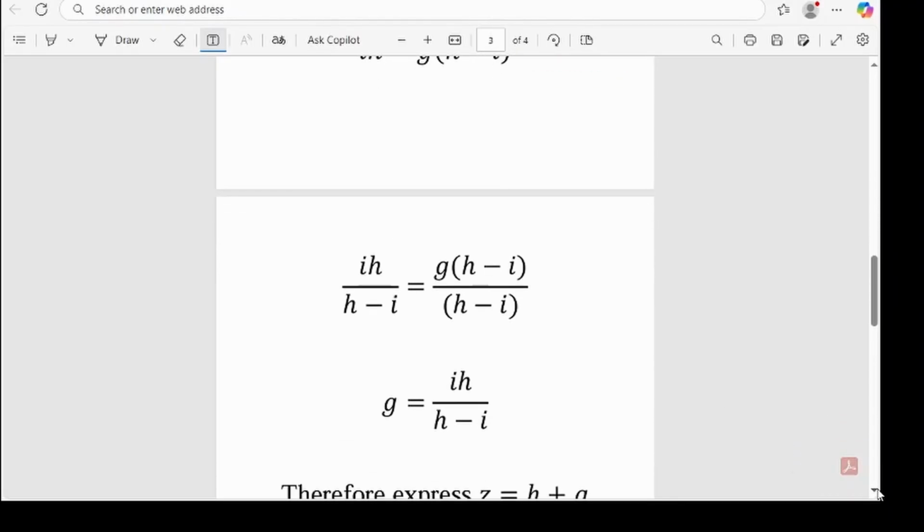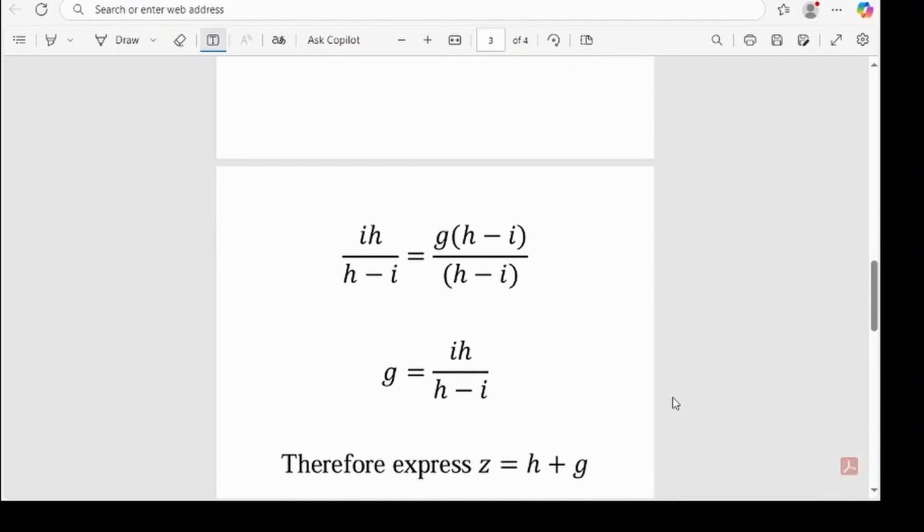So when you do that, h minus I are equal terms or equal factors, so you cancel out in order to get gen as the subject of the relation. So this one, h minus I, would cancel itself, h minus I would also cancel itself. So we are going to have J equals IH over H minus I, as stated earlier on.